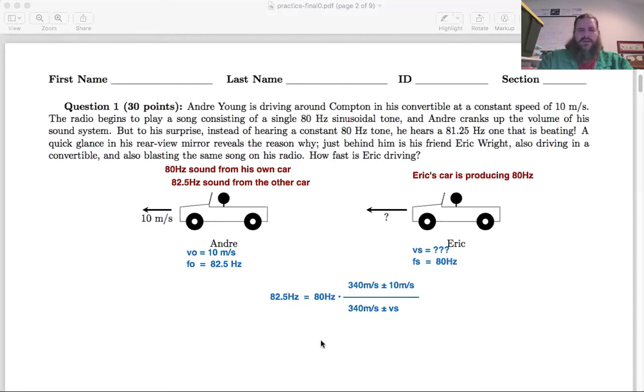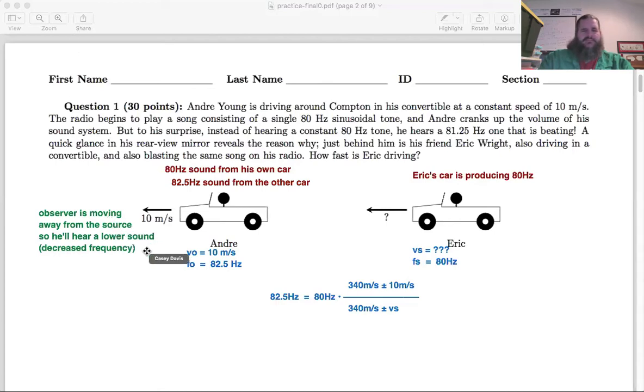And also we need to decide whether we're going to use plus or minus. Let's take a look at Andre's motion, for instance. Andre is moving away from the source. Would you expect that to mean that he's going to hear a higher or lower sound? He's going to hear a lower sound. In other words, a decreased frequency. And if we want to decrease, should we use plus or minus in the numerator to make the result smaller? Minus. So filling that in, 340 minus 10.